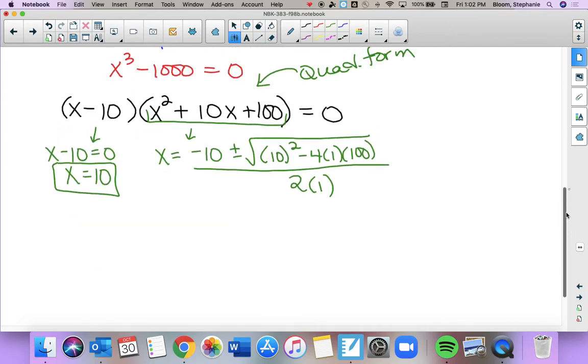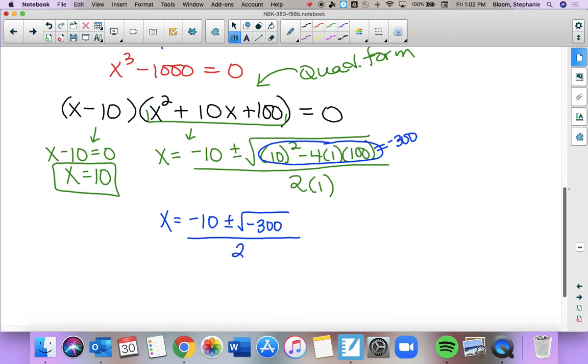Help me out here. Inside here, somebody shout out what you get once you get it. Negative 300, okay? So I'm going to go ahead and rewrite this. Negative 10 plus or minus rad negative 300 all over 2.